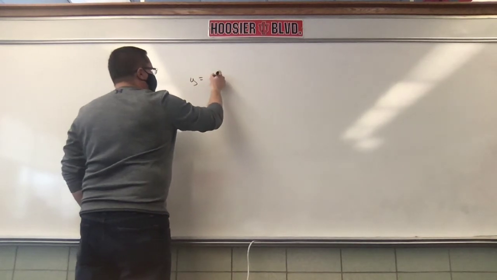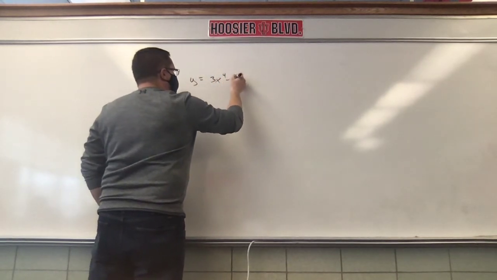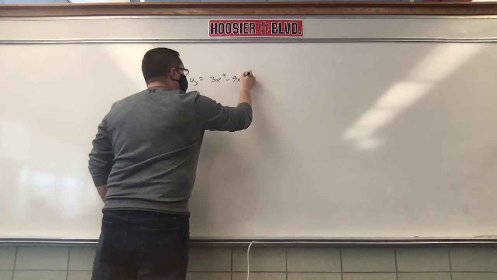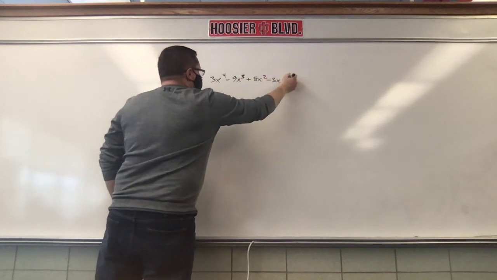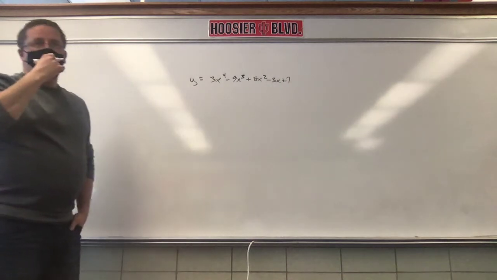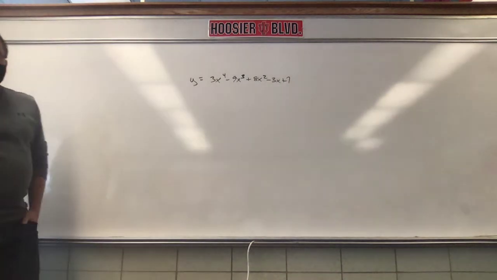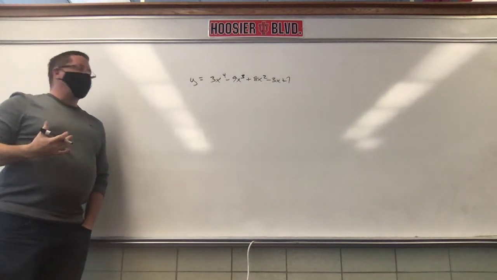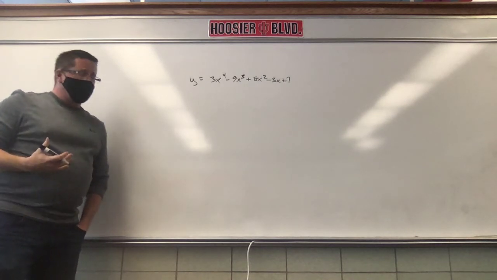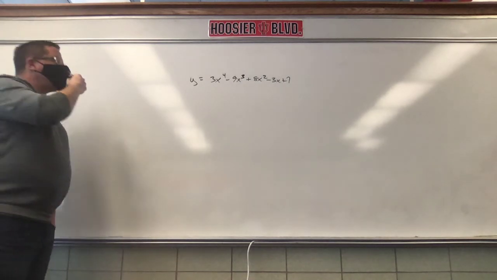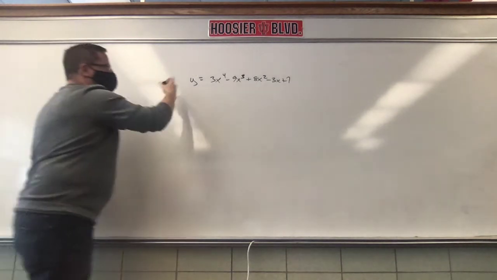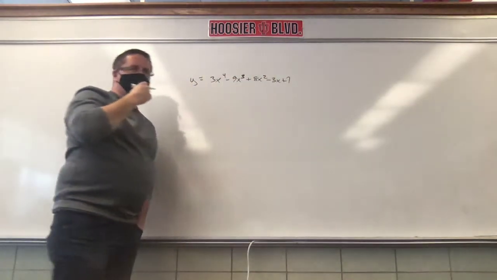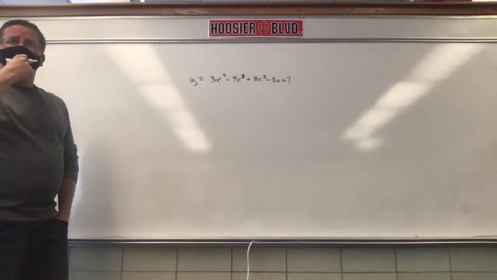I give you y equals 3x to the fourth minus 9x to the third plus 8x squared minus 3x plus 7. I have no idea what that thing looks like, but I have a general idea. If I was going to graph this thing, I'd have to plot a whole boatload of points. But what I'm wondering is this: when I look at this, everything here impacts the function, but which one impacts it the most?